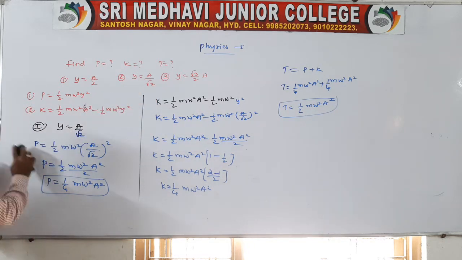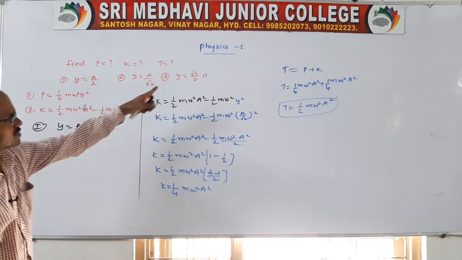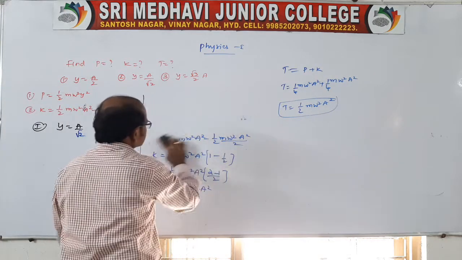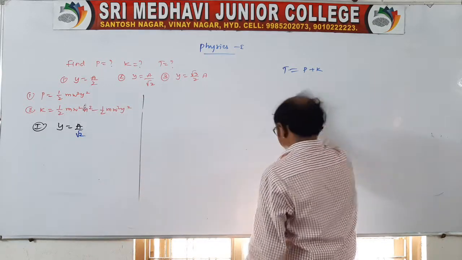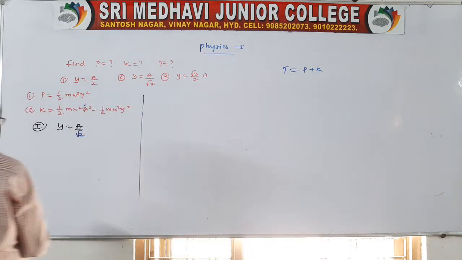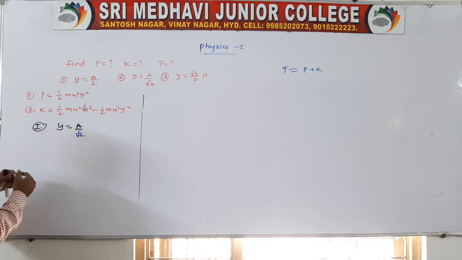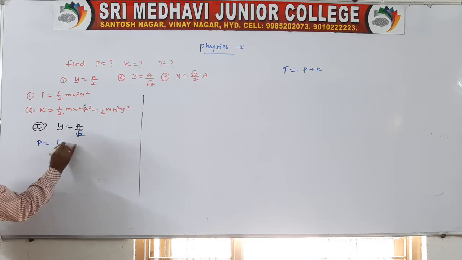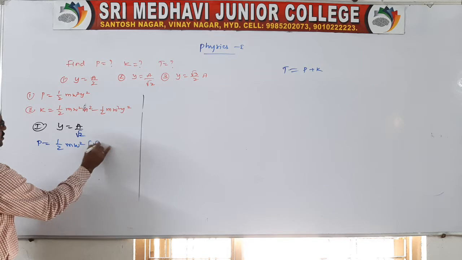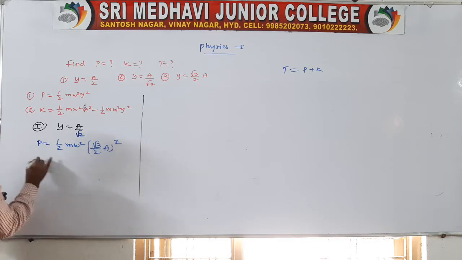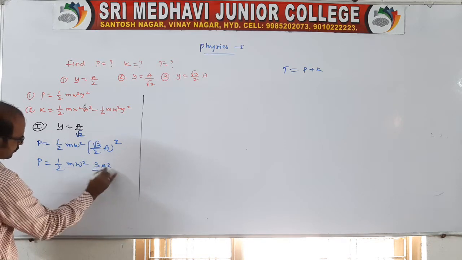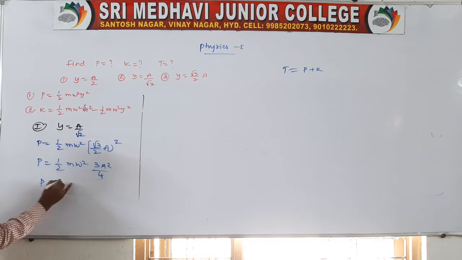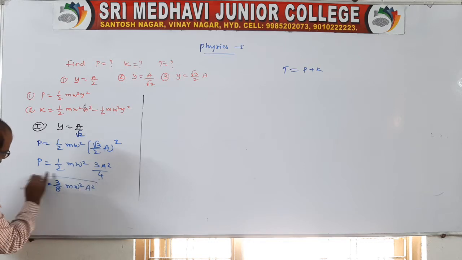Now let us go for the next one also. That is y is equal to root 3 by 2 a. So the derivation, everything is the same. Just the displacements are replaced. Yeah, you look at. So here the potential energy is equal to 1 by 2 m omega square, y will be root 3 by 2 a whole square. So P is equal to 1 by 2 m omega square 3 a square by 4. So P is equal to 2 into 4, and that is 3 by 8 m omega square a square. This is the potential.